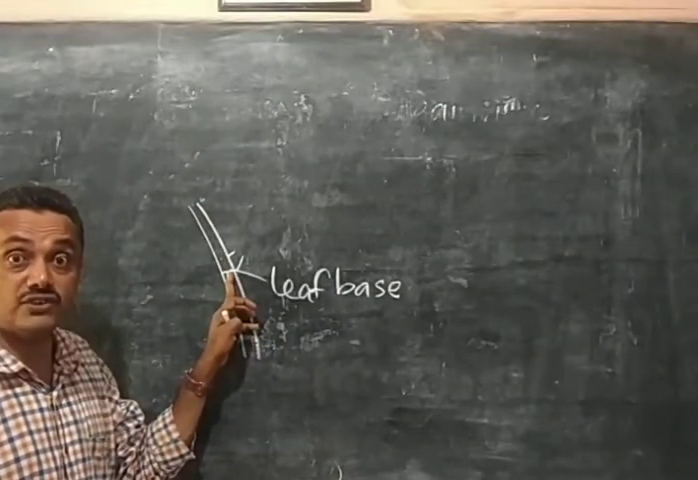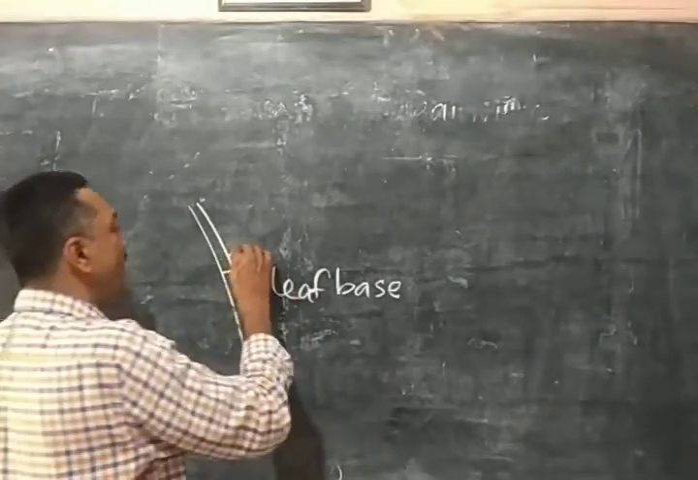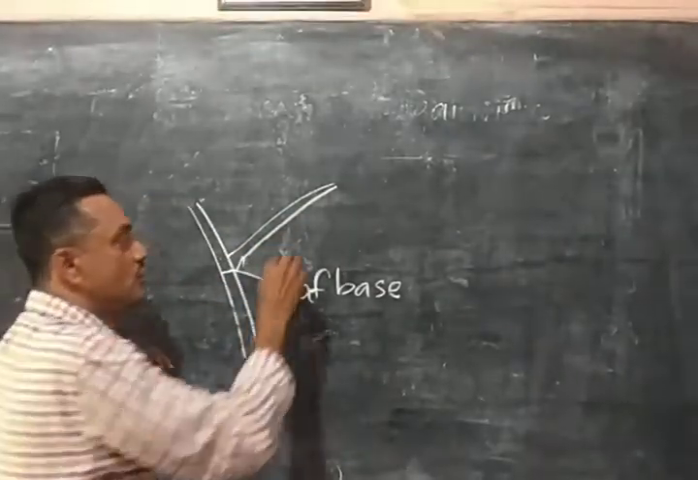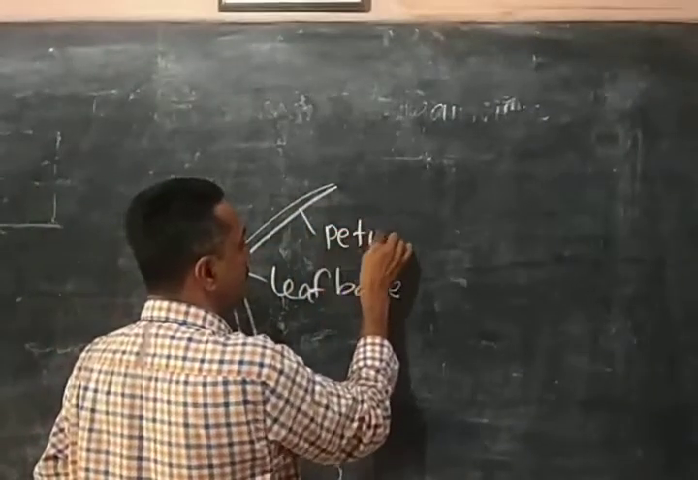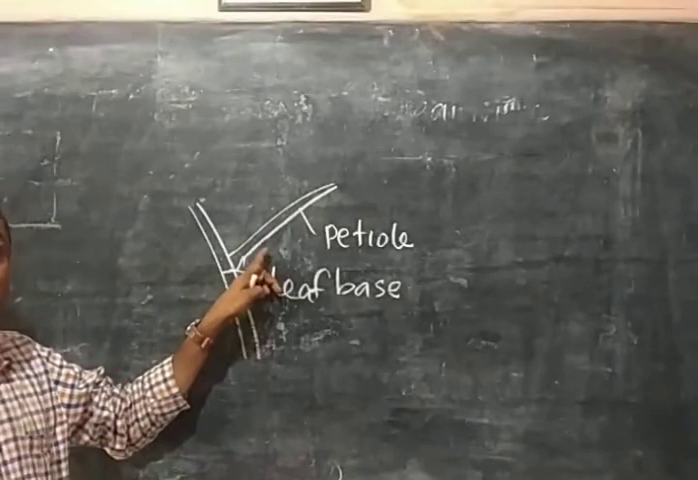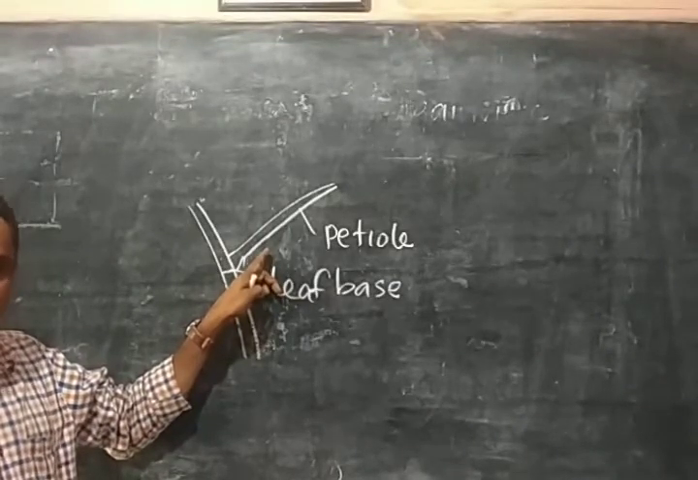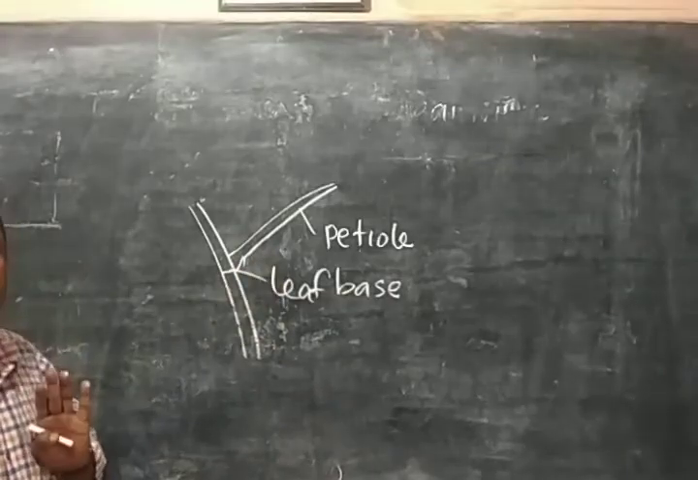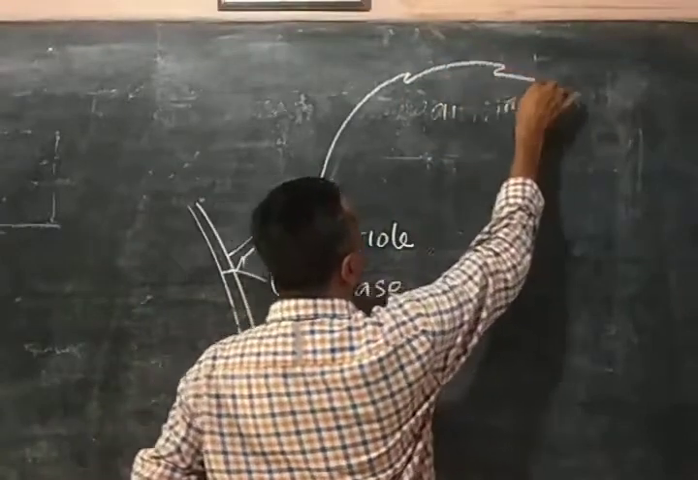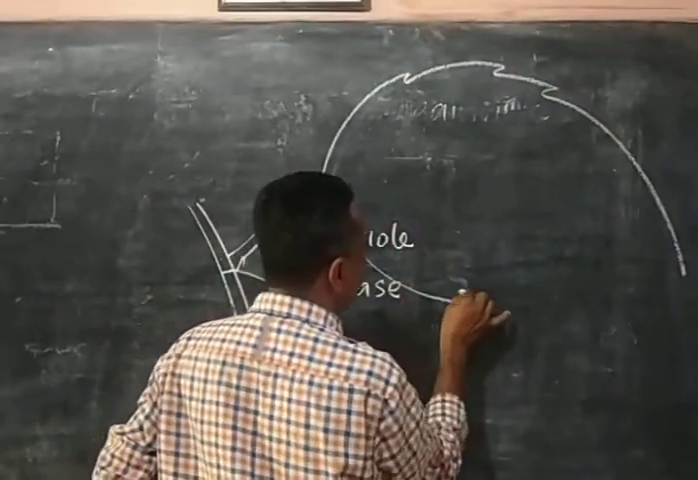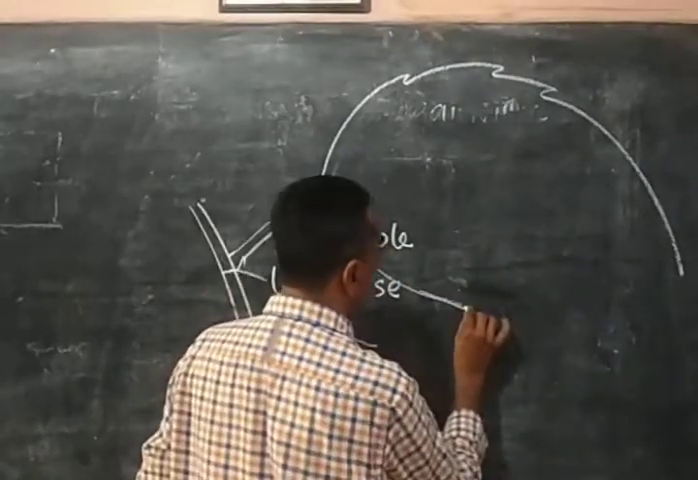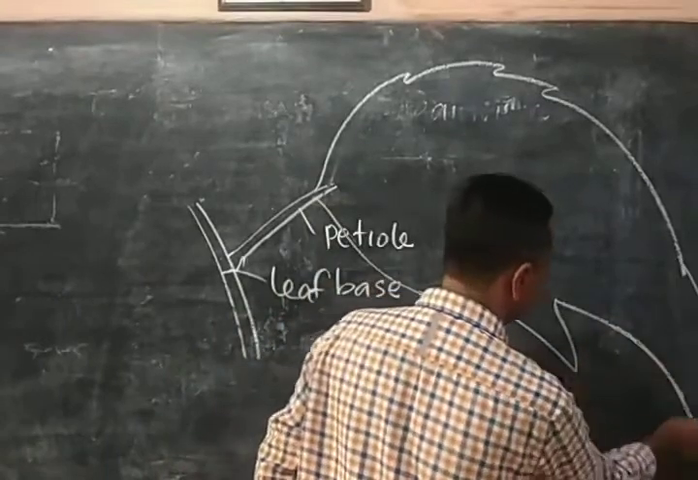This basal part of the leaf is called the leaf base, and it has an elongated stalk-like part. This elongated stalk-like part is called petiole. Stalk of the leaf is called petiole, stalk, S-T-A-L-K, not S-T-O-C-K. And the green expanded part of the leaf is called lamina.